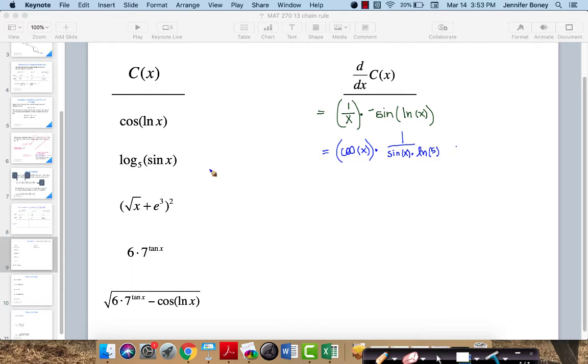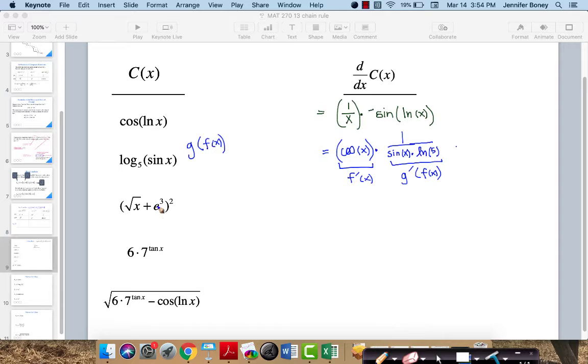So again, if I think of each of these as g of f of x, I'm naming the inner function f and the outer function g. This is f prime of x. This is g prime, but with f of x, the original inner function, still intact in the inside. So instead of 1 over x, I have 1 over f of x, 1 over sine of x. That's a part of this. And by the way, this natural log of 5 is in the denominator there.